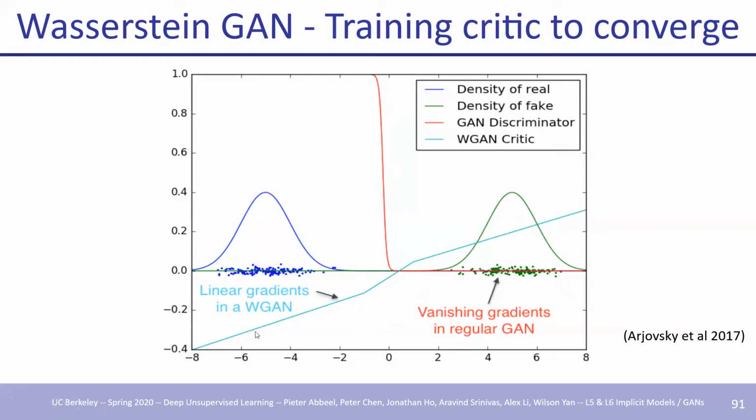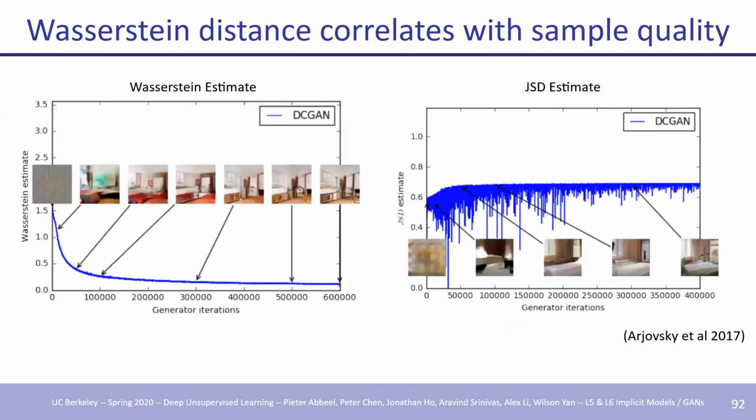But with the Wasserstein GAN, it has gradient all the way through, and it's actually linear. And so that makes WGANs much easier to train. It's not going to have problems in training.